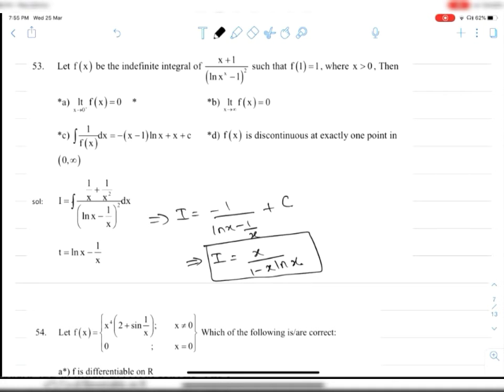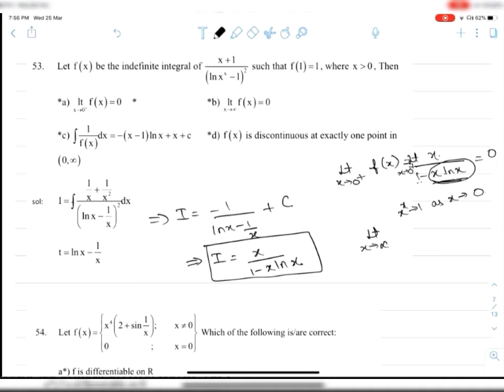Limit x tends to 0 plus of f of x, what will it be? It will be the limit as x tends to 0 plus of x by (1 minus x ln x). So as x tends to 0 plus, x ln x tends to 0. We know x power x tends to 1 as x tends to 0, so ln of this part tends to 0. So it is 0 by 1 minus 0, hence this value will be 0. The limit as x tends to infinity is obvious.